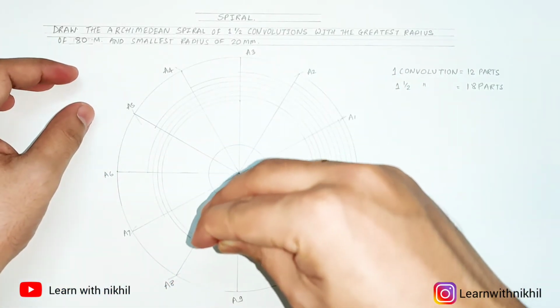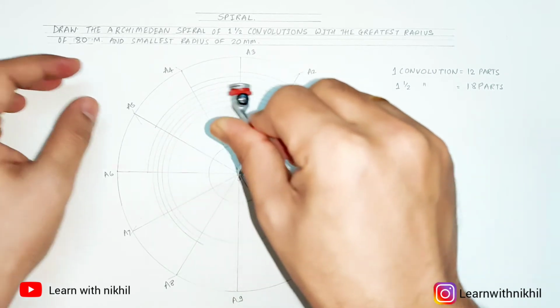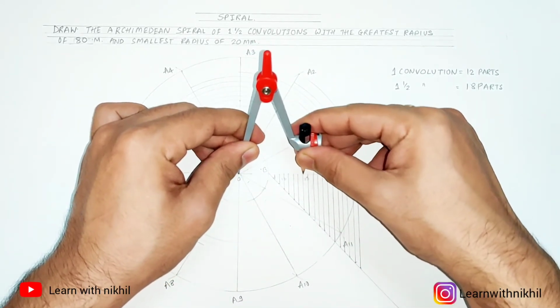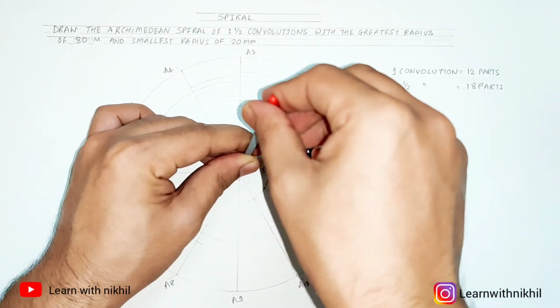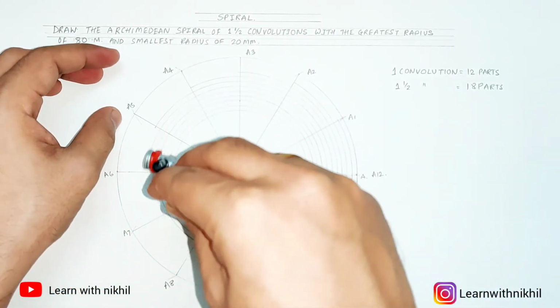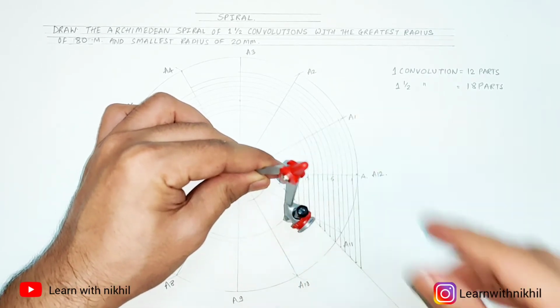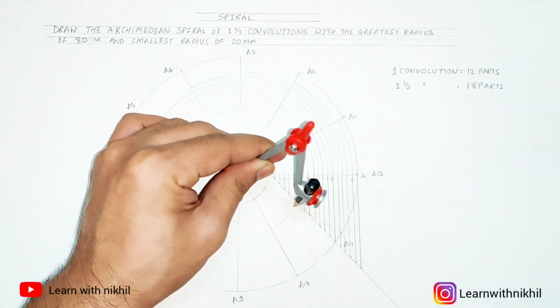So according to that you have to do. If it is 2 convolutions, then you have to divide the line AB into 24 equal parts. Now this is 1.5, so we have divided into 18.